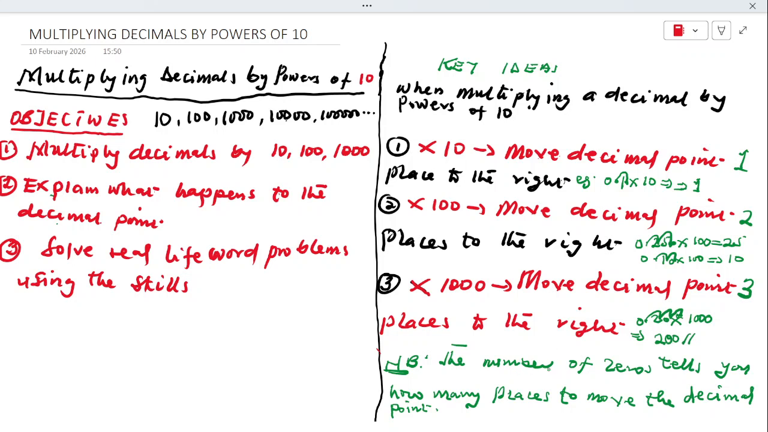Now remember that the number of zeros tells you how many places to move the decimal point. This is very, very important. The number of zeros that you are multiplying with. If it is 1000, you know that you are moving 3 times because it has 3 zeros. If it is 100, you are moving 2 times because it has 2 zeros. If it is 10, you move 1 time because it has what? 1 zero. So that is enough to give you a clear answer to the problem.